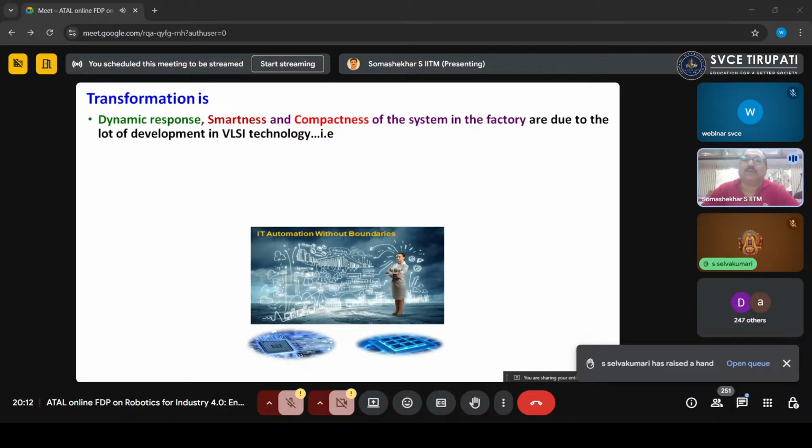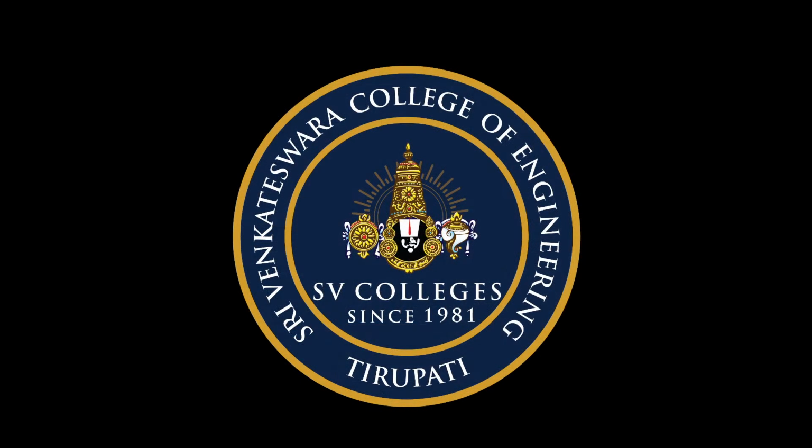Smartness and compactness of the factory are due to the large development in VLSI technology, that is, the availability of powerful processors. As we know, the number of transistors on a chip increases from thousands to billions. Similarly, CPU speed has increased from kilohertz to megahertz, gigahertz, and now people are giving you terahertz speed also, correct?